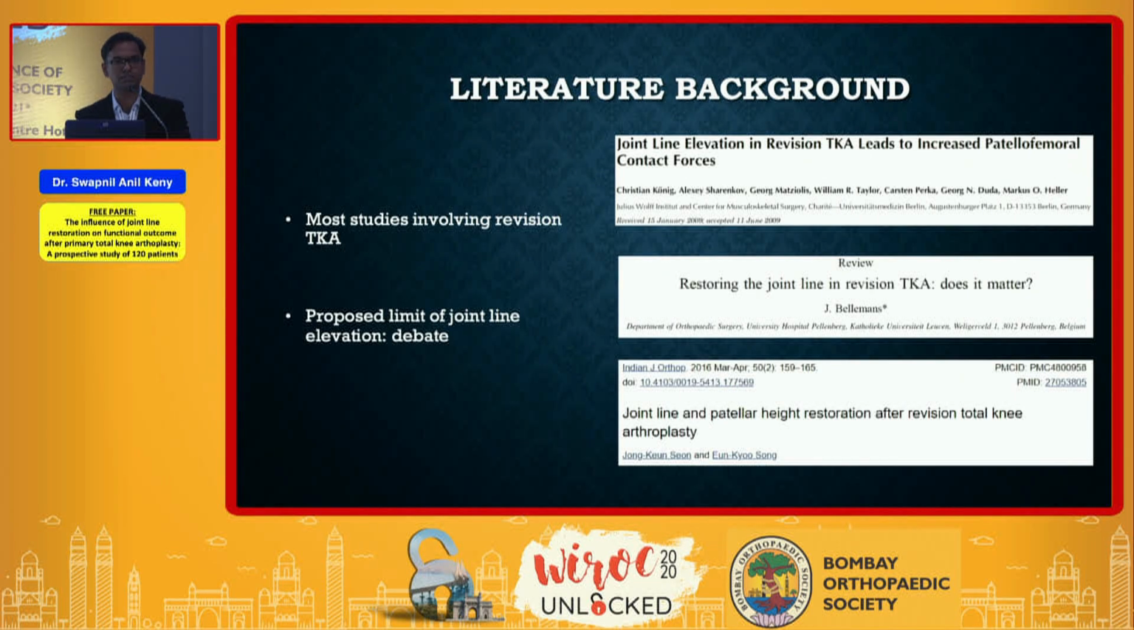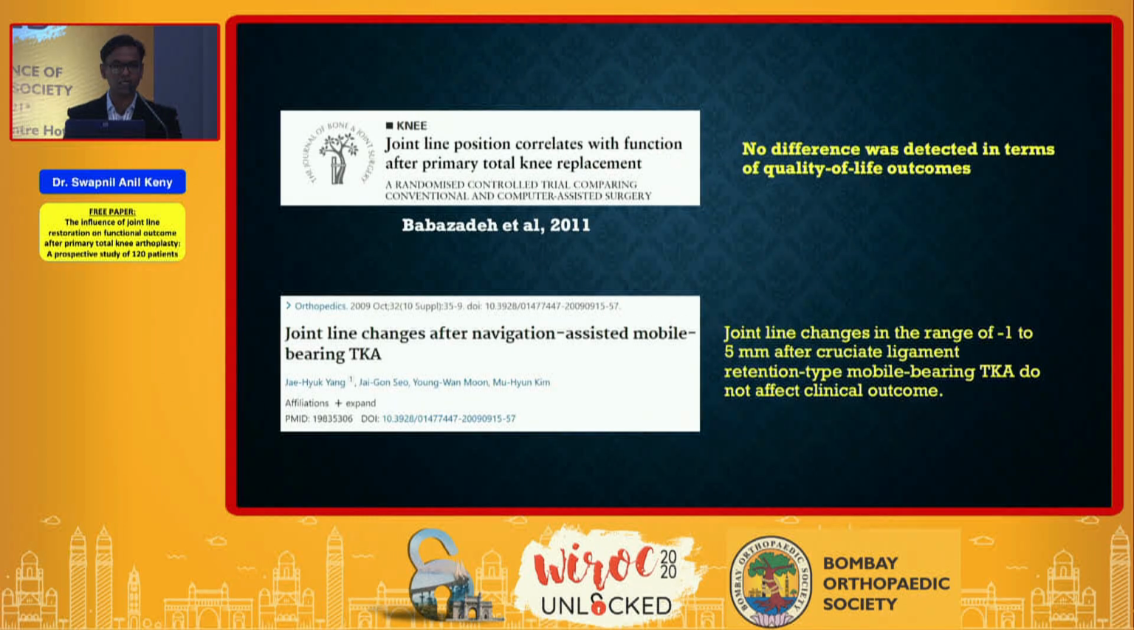So many of the past and ongoing studies have shown the need for joint line restoration for optimal knee kinematics following a TKA. However, many of these studies highlight the role of joint line restoration in revision total knee arthroplasty. Also, the acceptable limit of joint line elevation for an optimal outcome has ranged from 4 to 8 millimeters in various studies. There are also contradictory studies reported in the past, which have found no effect of joint line elevation on quality of life or clinical outcomes.